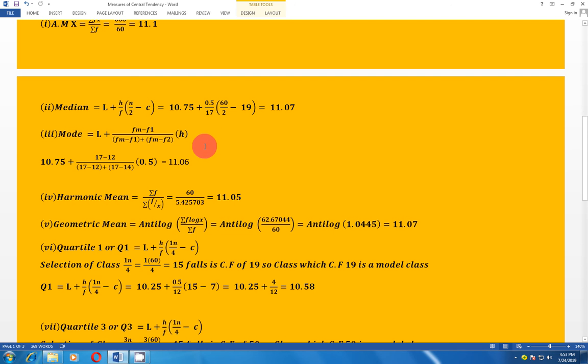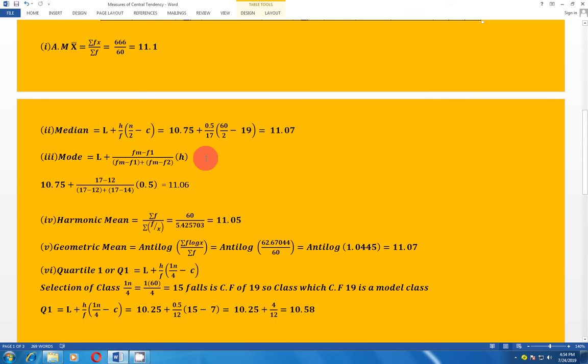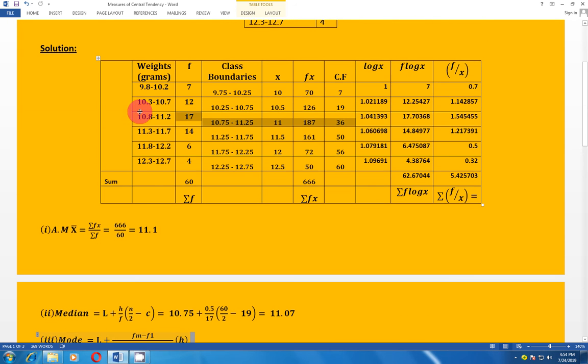After that, now the third average is mode. The formula for mode is L plus Fm minus F1 divided by Fm minus F1 plus Fm minus F2, multiplied by H. So the first step is to locate the model class for mode, as with the selection of the class for median. Similarly, we will select the model class for the calculation of mode. The process is very simple: the class which has the maximum frequency will be the model class for us in the calculation of mode.